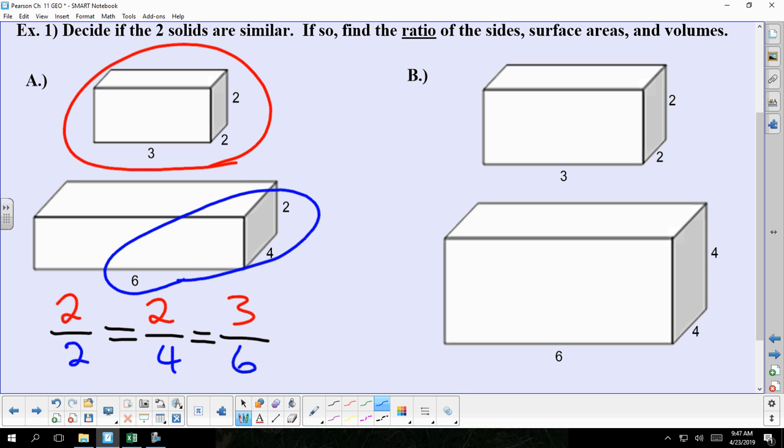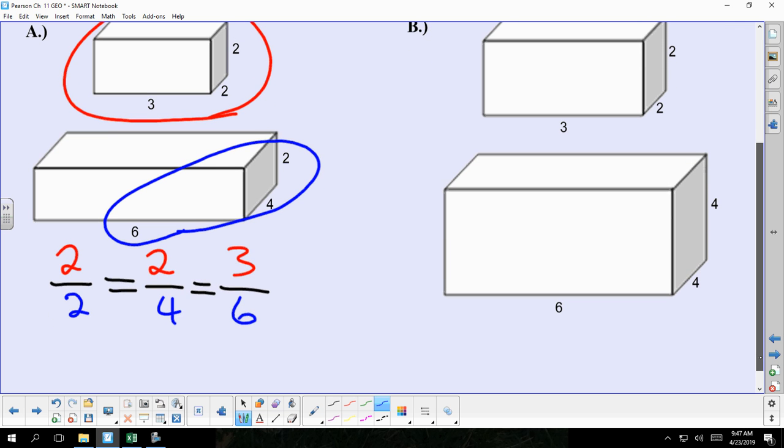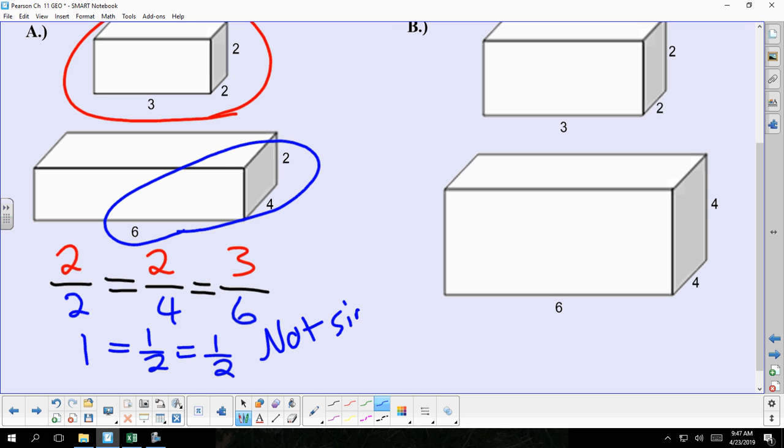Are all these numbers the same? And you can either divide them with a calculator or reduce the fractions. So 2 divided by 2 is 1. Are all of these the same? No, right? So these guys are not similar. That one does not equal.